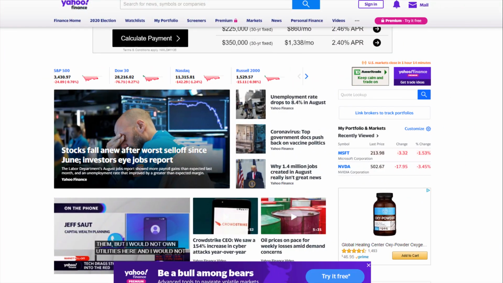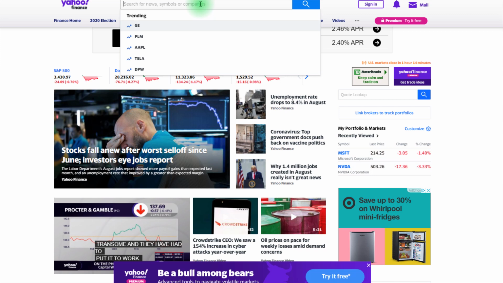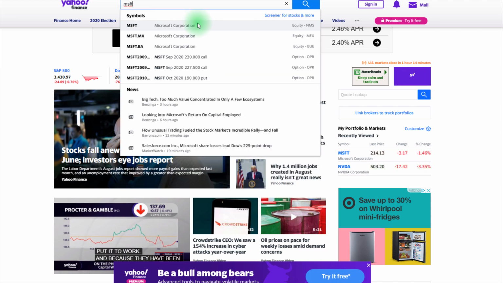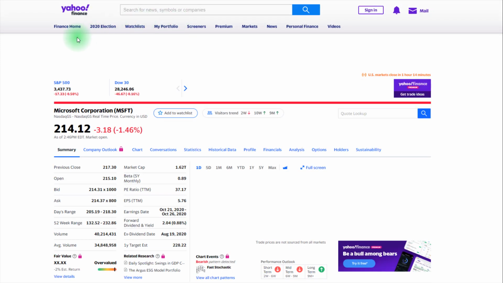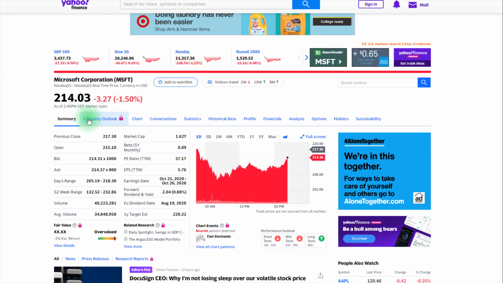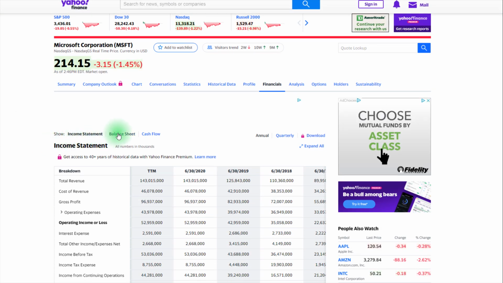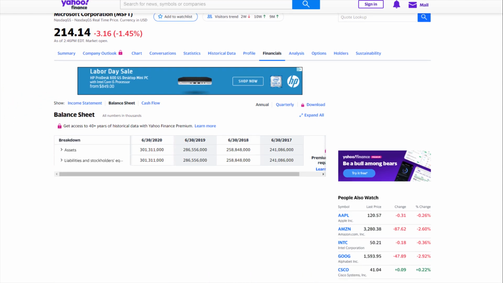All right, so here we are on the ad-riddled Yahoo Finance page. We'll use that. It's as good as any free option that is out there. Let's look up Microsoft, just a large recognizable company. Come down here to their financial information, and then it'll default to income statement. So let's adjust that to the balance sheet, and here we are.